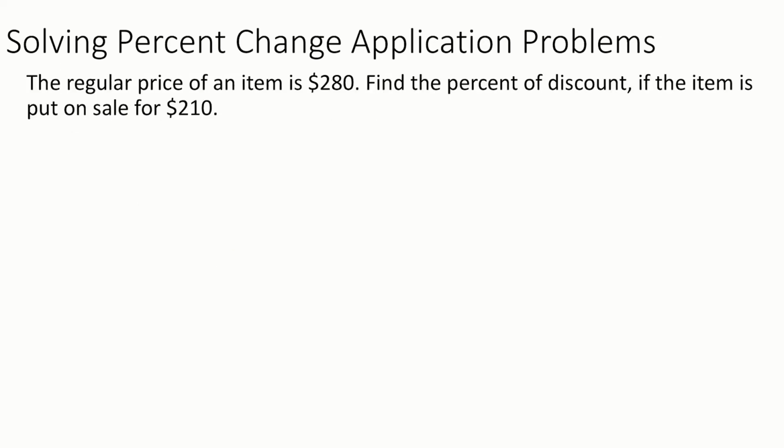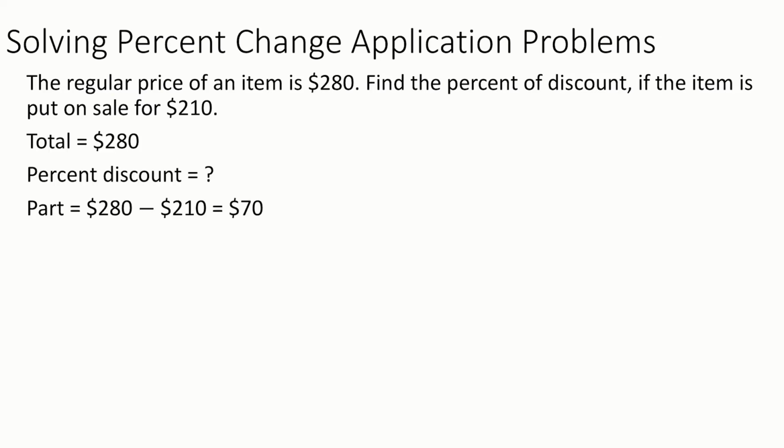Our next example is the regular price of an item is $280. Find the percent of discount if the item is put on sale for $210. So our base in this question is the 280 because that's the regular total of the item. So it's put on sale for $210. To calculate the decrease, we use the final minus initial value concept. So 210 minus 280 would give us a decrease of 70. And then we're looking for the percentage there. We're looking for the discount as a positive value, so that's why we don't have a negative 70 here.